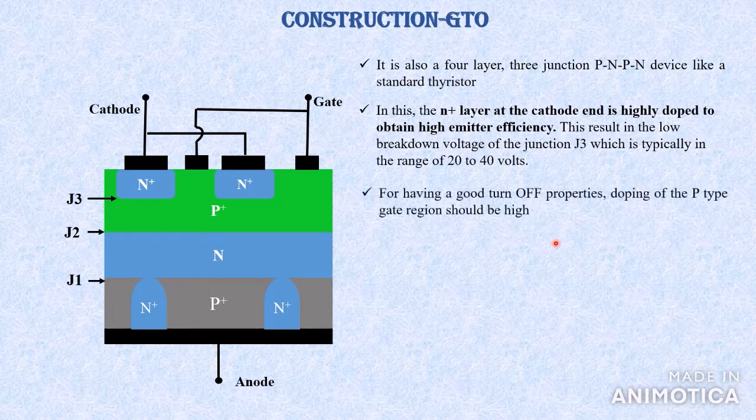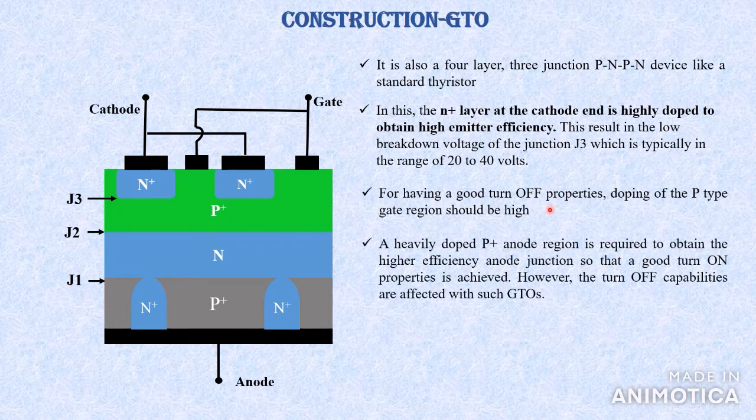Again, the gate terminal is connected to a heavily doped P plus region. This is also heavily doped in order to obtain good turn-off properties. Similarly, this P plus region, the anode region, is also heavily doped. This is done mainly to improve the efficiency of junction J1, which in turn results in good turn-on properties. But doing so will affect the turn-off capabilities of the GTO.